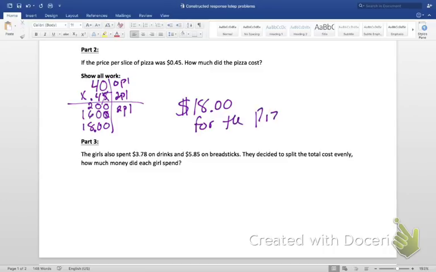Now, that's pretty good. An $18 pizza. Not bad. Barnaby's is a little expensive.